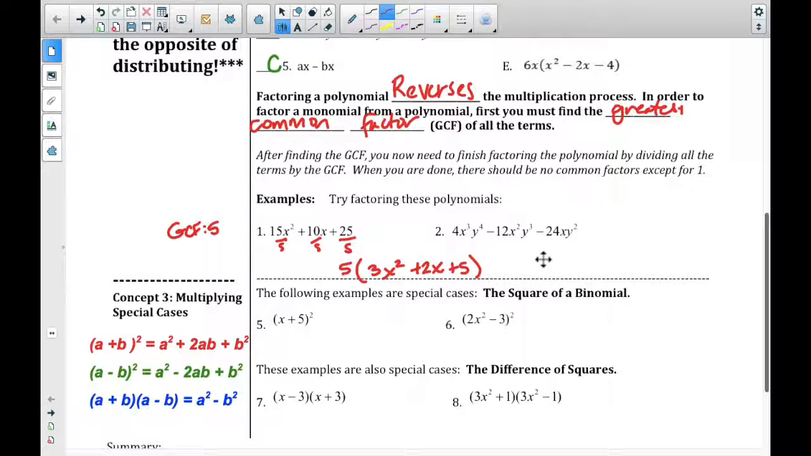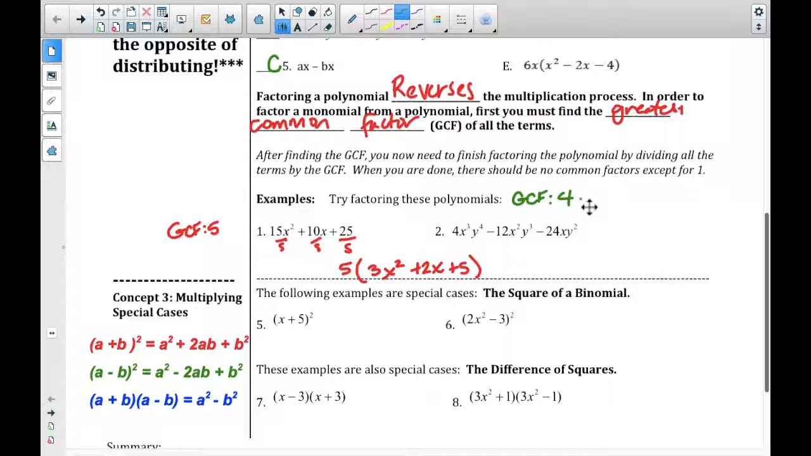If you look at number 2, it's going a little bit more complex. In number 2, we're still looking for the GCF, but the GCF is going to have a constant, that's a number, and an x, and a y. So let's talk about that. For the constant, the number that we could divide out of all of them would be 4, right? 4 goes into each of those.